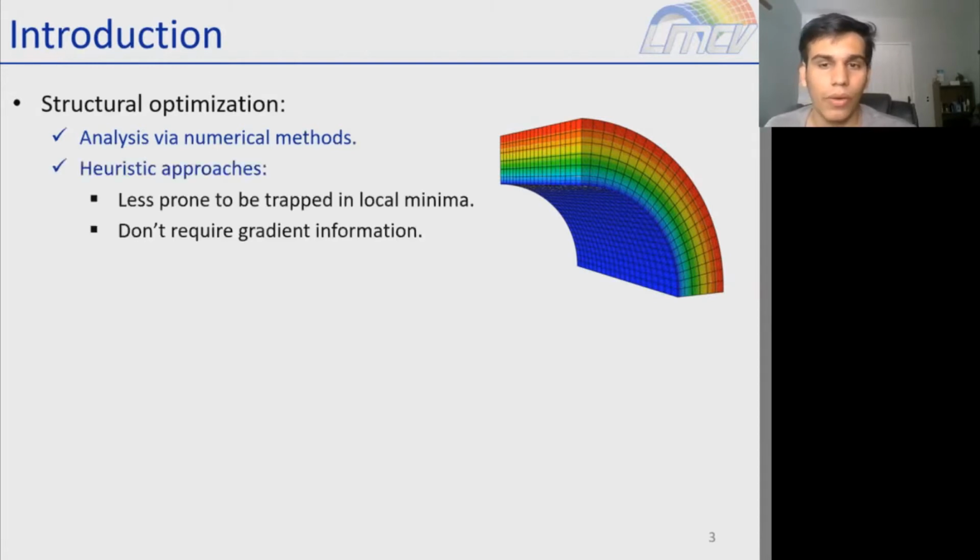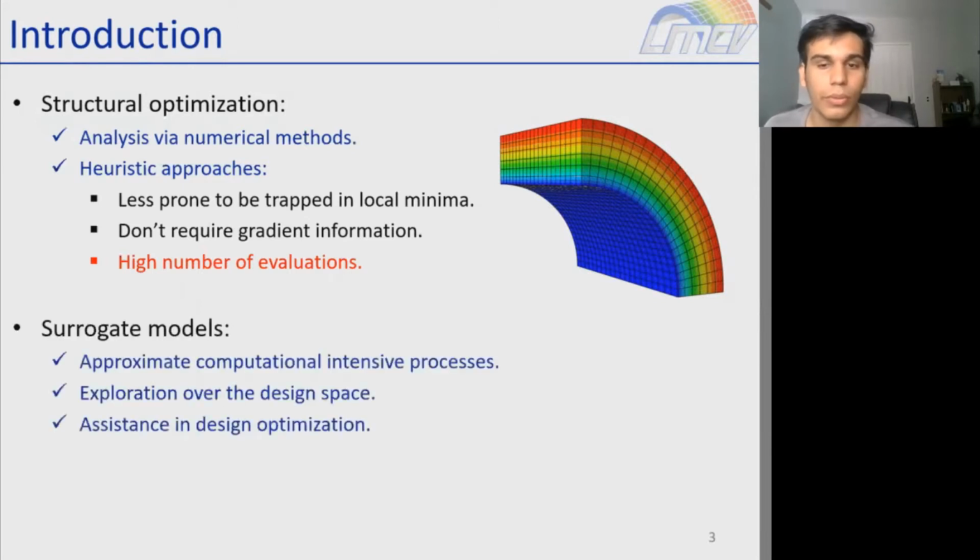The algorithms used are heuristics because they are less susceptible to being trapped in local minima, and it's not required to have gradient information. However, they need a high number of evaluations, which can be a major hindrance when we employ high fidelity models. So we present an alternative to reduce computational costs, the surrogate models, which aim to approximate these high fidelity models, and we use them to assist the optimization.